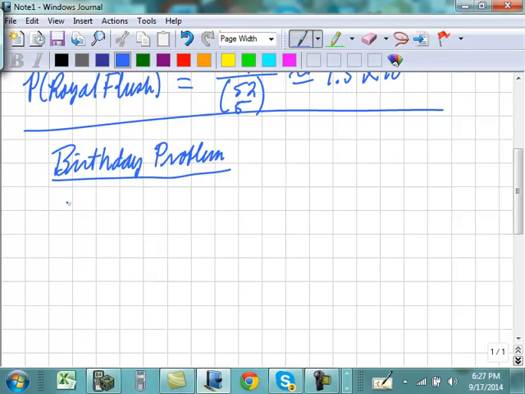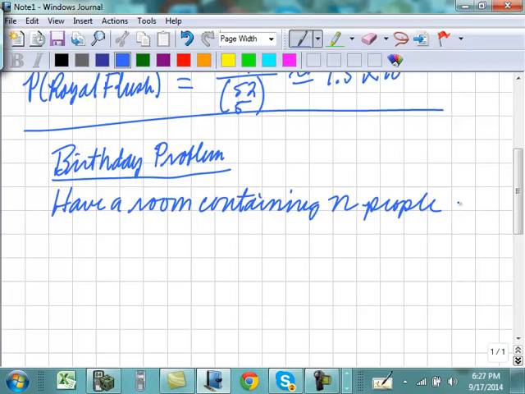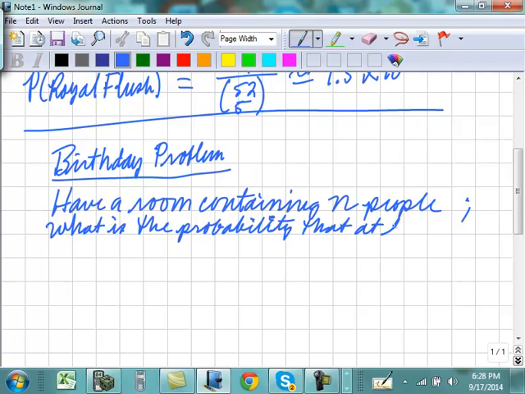So it goes like this. Suppose that you have a room containing n number of people. Now, what is the probability, if I could spell it, that at least 2 people, sorry, I can't spell tonight, 2 people have the same birthday?